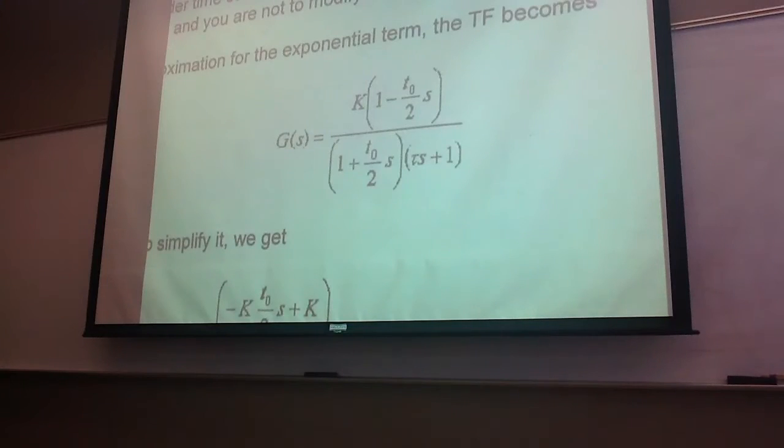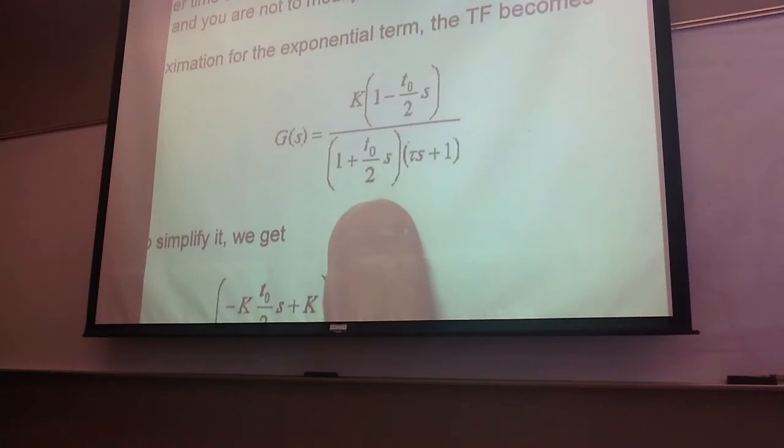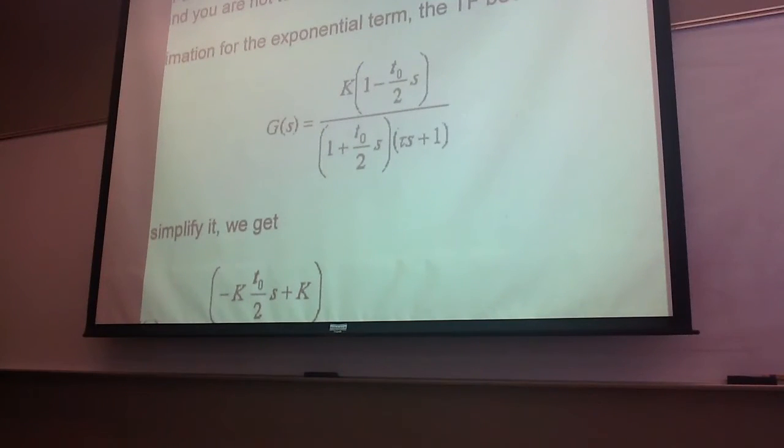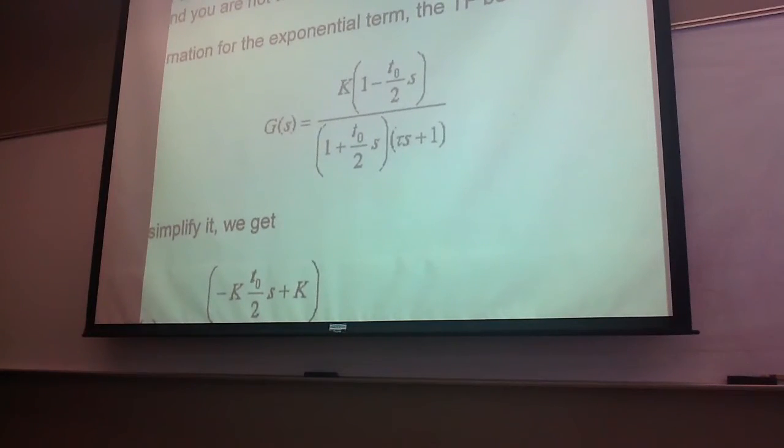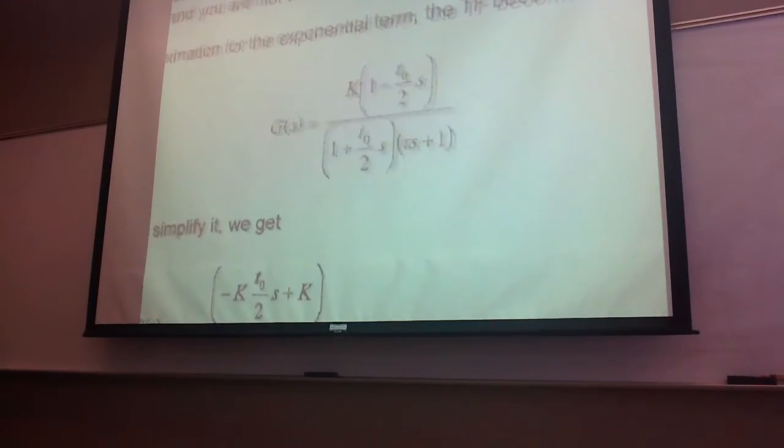First, outer, inner, last. First, 1 times tau s, there's a tau and s right there. Outer, T0 over 2s times tau s, that's T0 over 2 tau s squared. Inner, outer, 1 times 1, that's this one. And last, T0 over 2s is this one. So this denominator is algebra, FOIL. You can write FOIL on there.